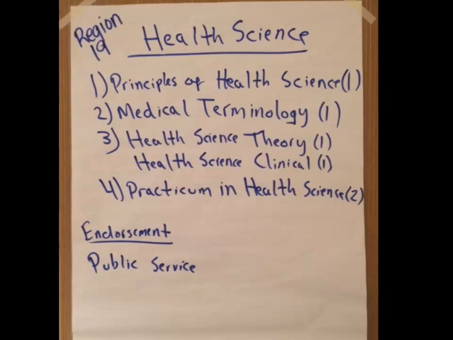Okay, we had the health science cluster, and so we wanted to start, of course, with the principles of health science, and then the second year, medical terminology. The third year, we broke it down into the option of the health science theory class and the health science clinical. We also have anatomy and physiology that you could put into the sequence. And then as the fourth year in the coherent sequence, we had practicum in health science.